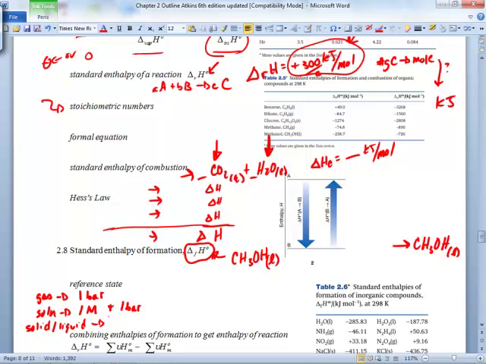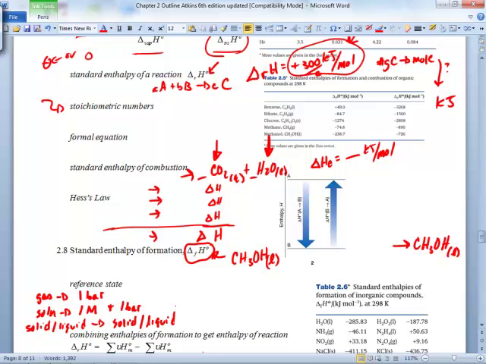If it's a solid or a liquid, what's the reference state? If it's a pure solid or a pure liquid, the reference state is the pure solid or the pure liquid. Remember, they're going to end up canceling. We talked about that in analytical, in a different terminology, though, but it's the same thing. So nothing really changes. Pure solid or the pure liquid.